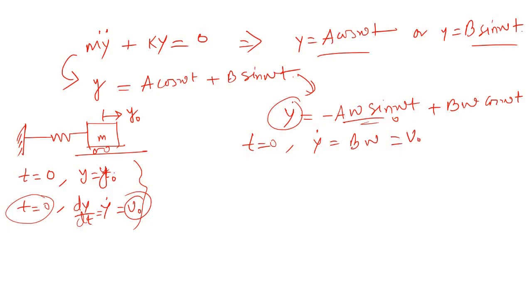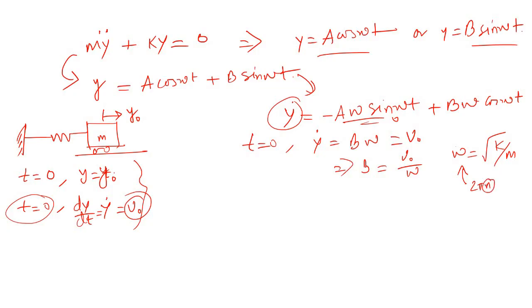So this is v0, okay? From this equation you got the value of b, that is coming as v0 by omega. And what is omega? Yes, this is natural frequency, right? And by the way, if natural frequency is f, then omega is equal to 2 pi f or n.